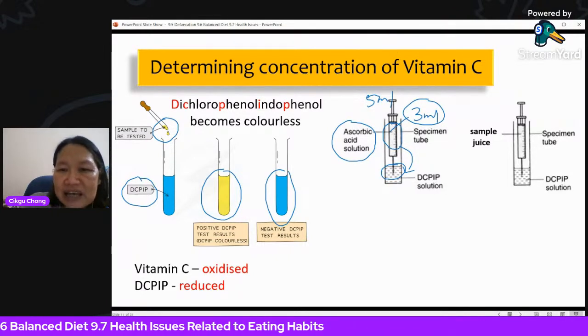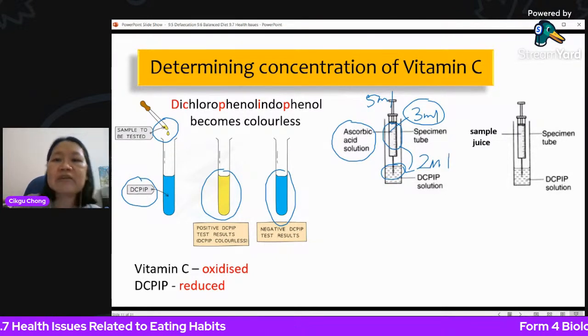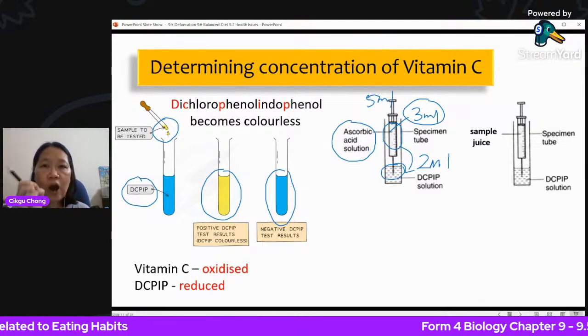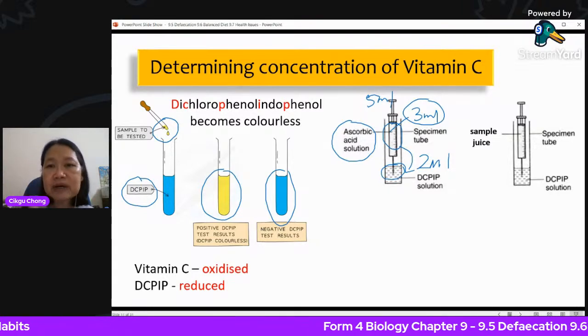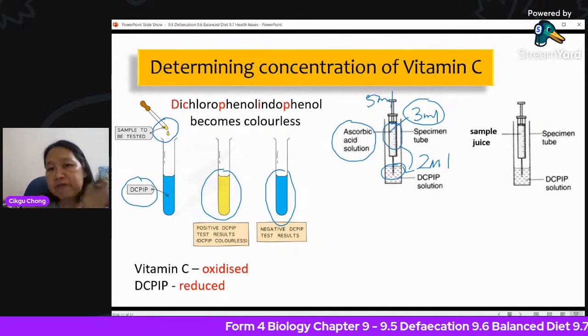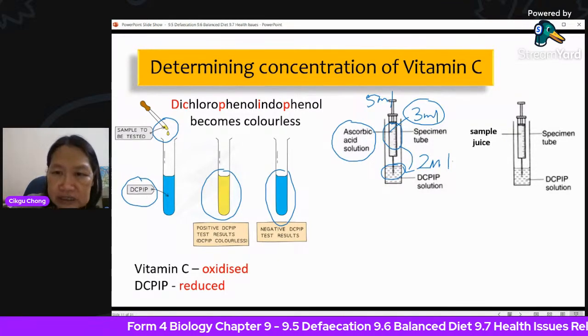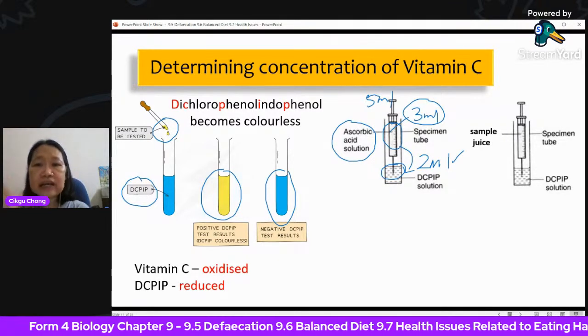Now, yes, correct, Muhammad, 2 ml, correct. Now you need to determine how much has gone inside. So remember, don't take the 3 ml. You have to take 5 ml minus 3 ml, and what you need is this one. Then you do another time.